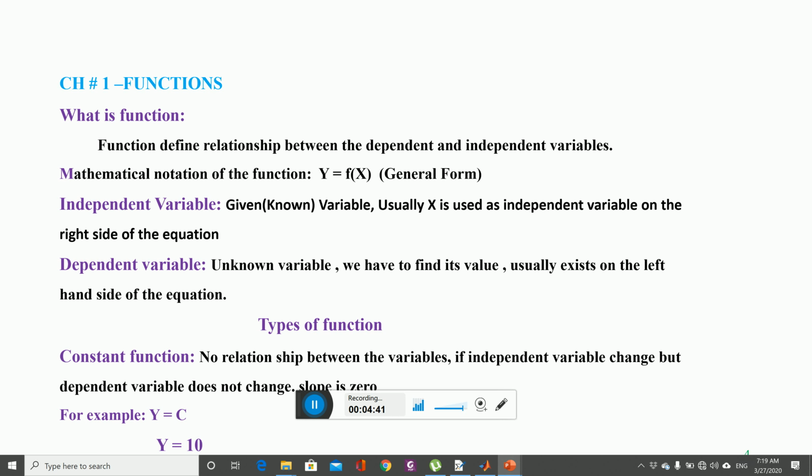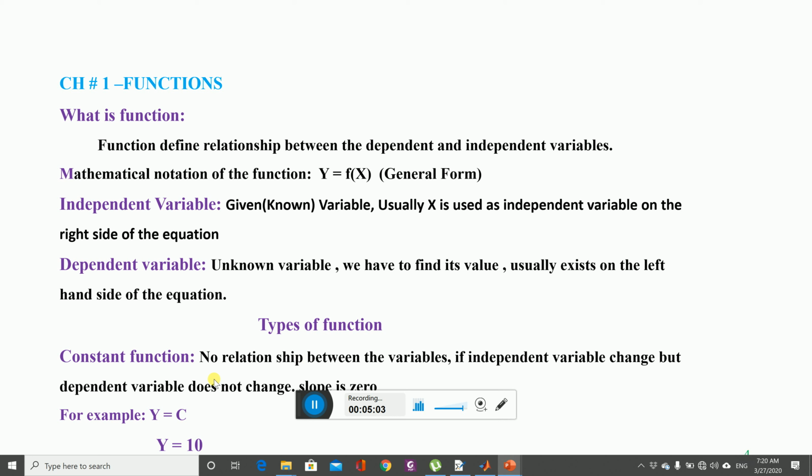Now we are switching toward the types of functions. The very first type is the constant function, with no relationship between the variables. If the independent variable changes but the dependent variable y does not change, this type of function is called a constant function.